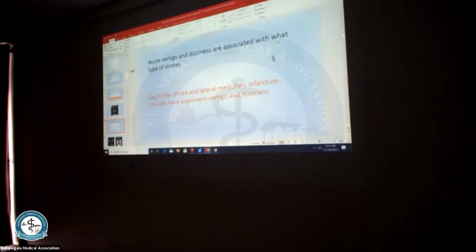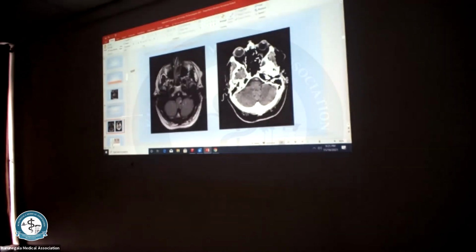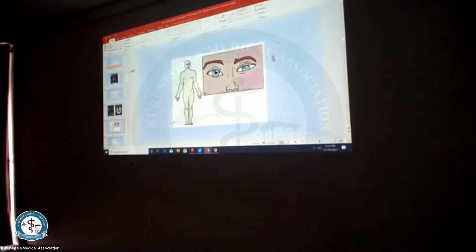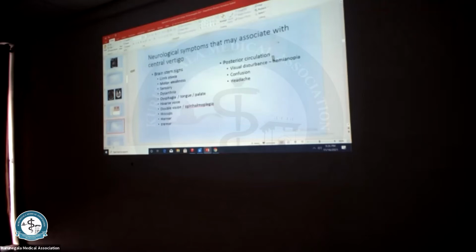The cerebellar strokes and lateral medullary strokes are the ones in which we mostly see a lot of vertigo. So this is a lateral medullary infarct. In this, we see a lot of clinical features: Horner's on the same side, facial sensory loss on the same side, opposite side sensory loss, hoarseness, and so on. So it is the brainstem we are capturing in these strokes.